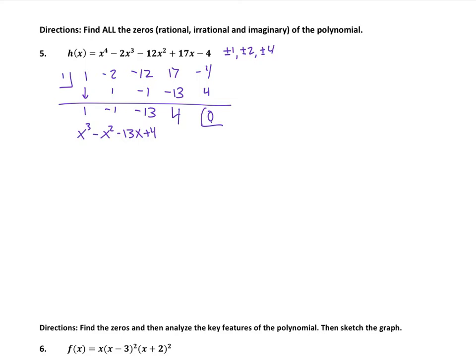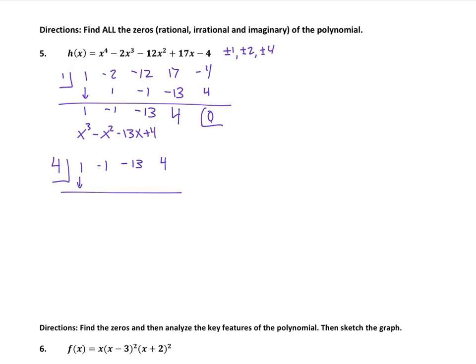So now we're going to try it again. Since we've already used 1, you can try -1, you can try 2 and -2, and in this case, after you try out all of your options, we're going to find out that 4 is the one that works. So 1, -1, -13, and 4.